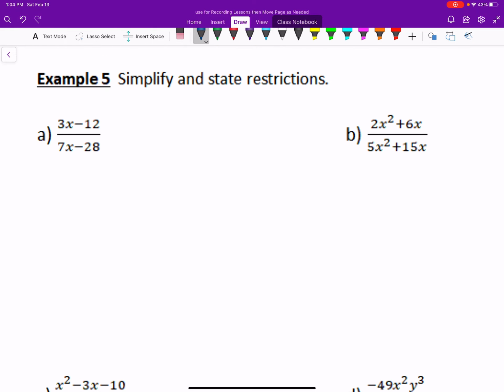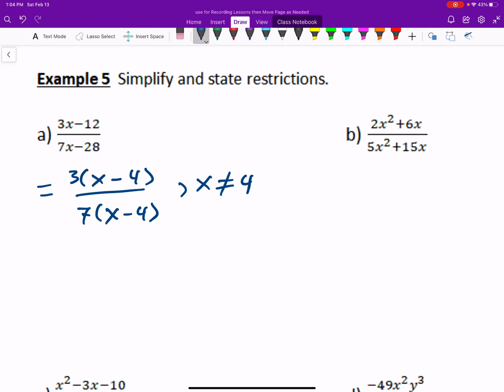So I have to factor this one. Common factor, 3 goes into 3 and 12, gives me 3 times x minus 4. 7 goes into 7 and 28, gives me 7 times bracket x minus 4. I can see my restriction, x can't equal 4, can it? And as for reducing, now that it's factored, the x minus 4's cancel out. I'm left with 3 over 7.